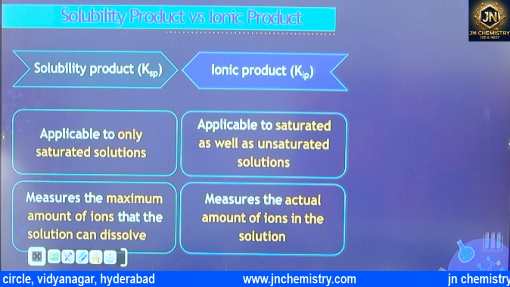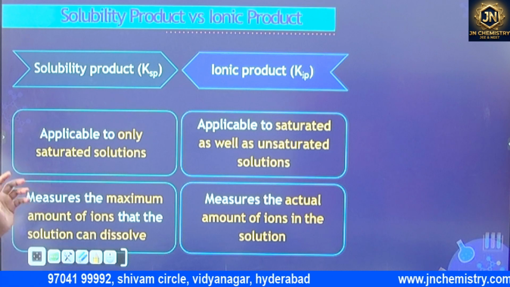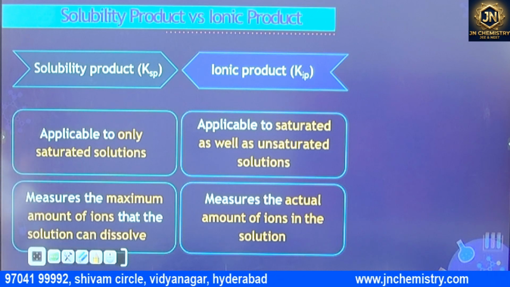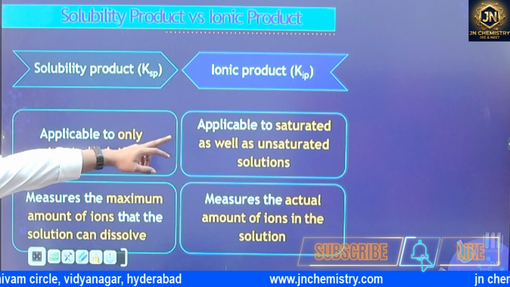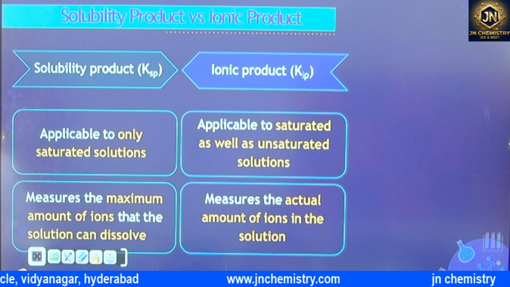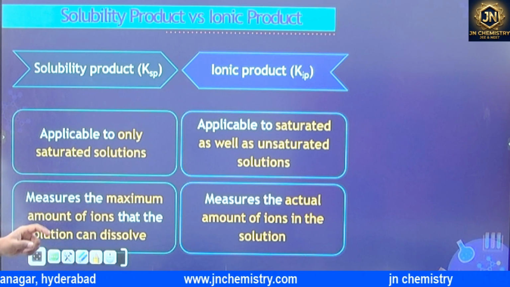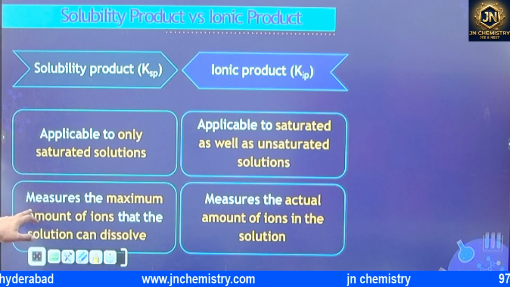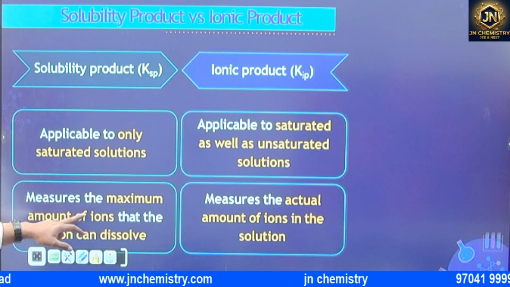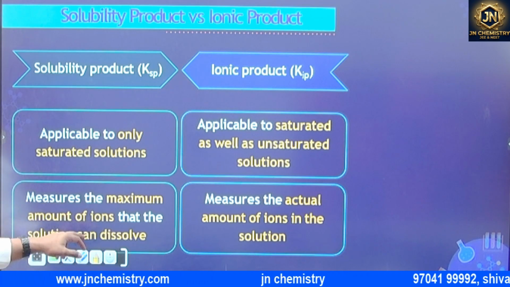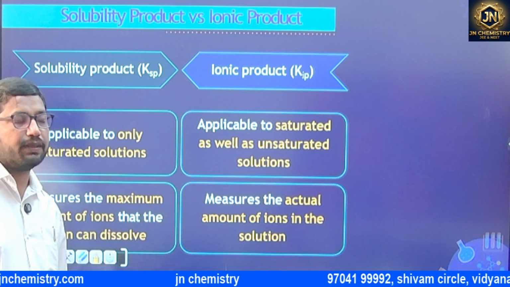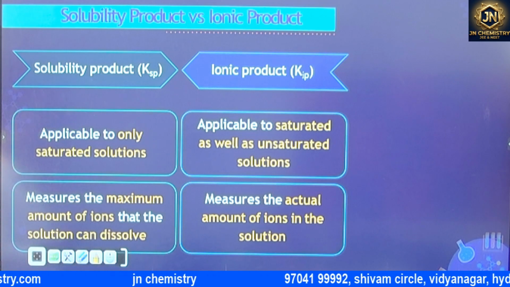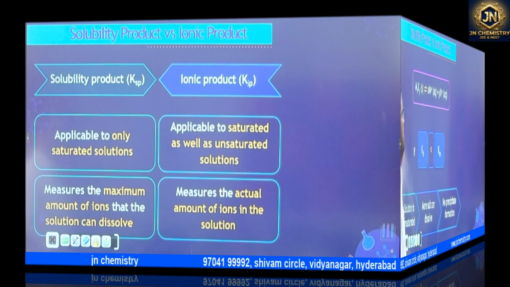Solubility product versus ionic product. Solubility product is applicable only to saturated solutions, whereas ionic product is applicable to saturated as well as unsaturated solutions. Solubility product measures the maximum amount of ions that can be dissolved in the solution. Ionic product measures the actual amount of ions present in the solution. The difference, write it down.